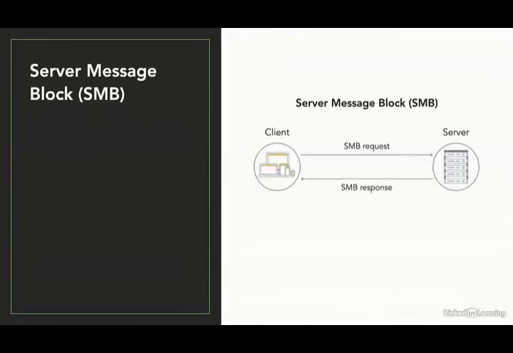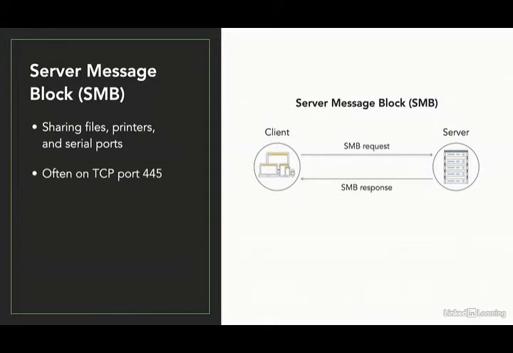Server Message Block is an application layer protocol for sharing files, printers, and serial ports. It can run directly on TCP port 445, which is how it's most often used. It can also run on legacy NetBIOS, but is seldom seen doing so. It's best known as the mechanism behind Windows file sharing.